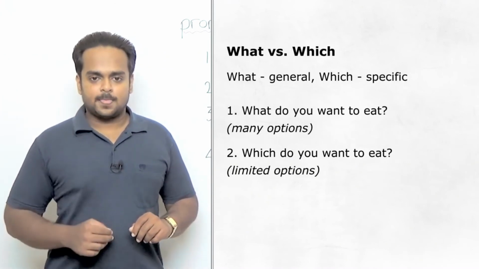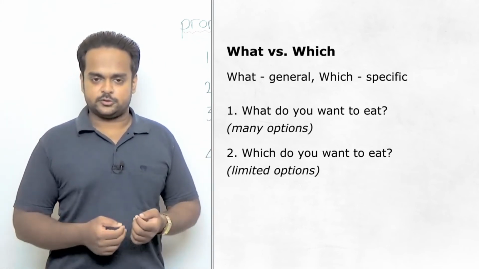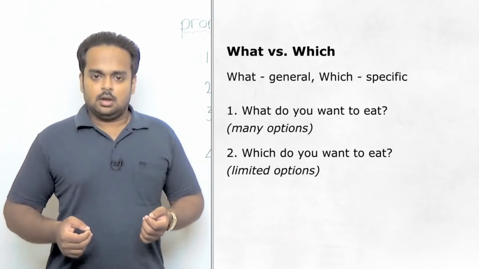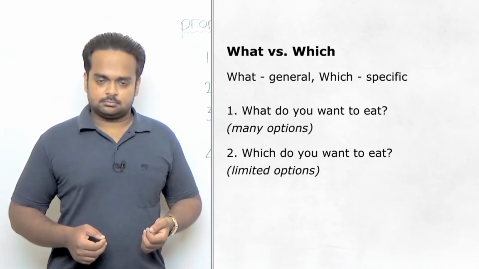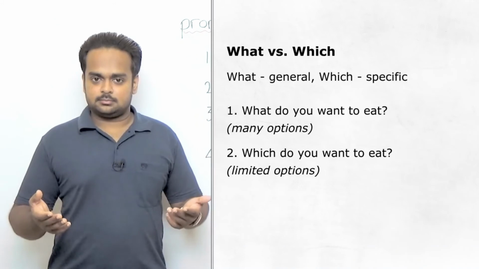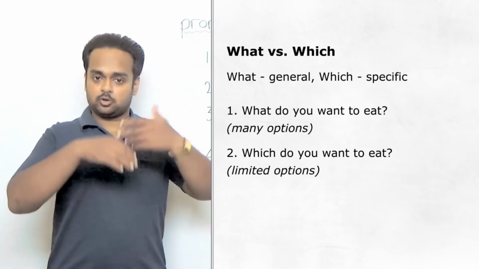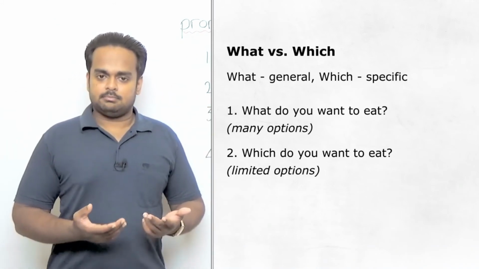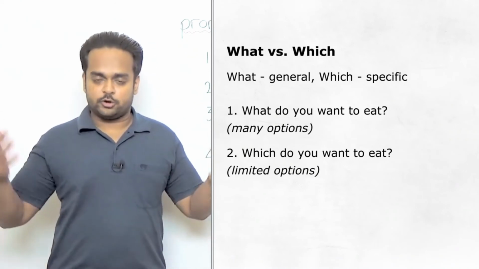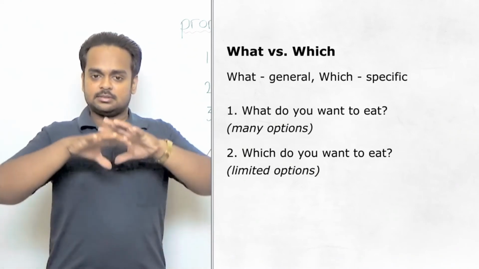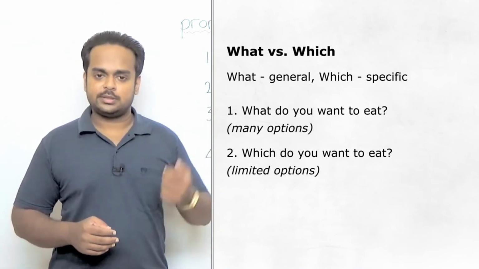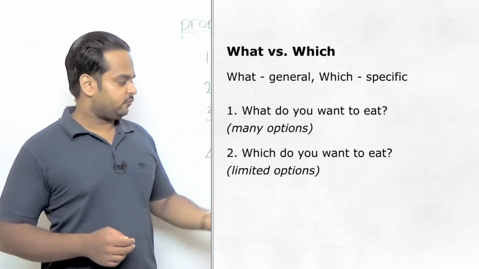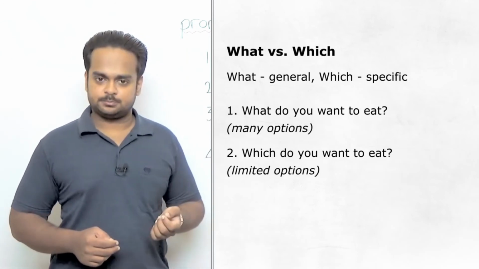Okay. Or let's say you're watching a game with your friends, your favorite sport. You might ask your friends, which team do you think? You would ask the same thing if you want to ask about the tournament. Okay? Maybe there are 16 teams or 32 teams, but that's still a limited number. So you would ask, which team do you think will win? So that's the difference between what and which.